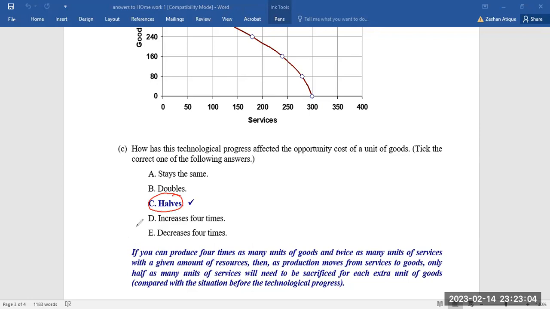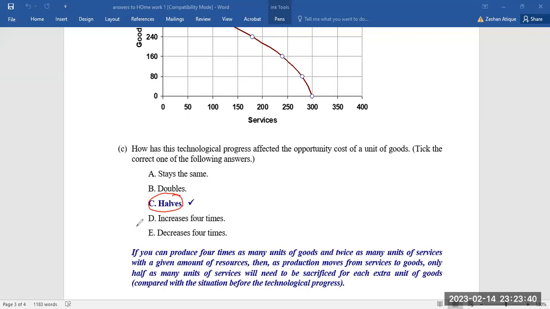Then as production moves from services to goods, say the resources that you were using to produce services are now transferred to the production of goods. Since the technology has doubled the production of services and done 4 times for goods, if you just want to move from services to goods, you will need just half of the units to produce the amount of goods.